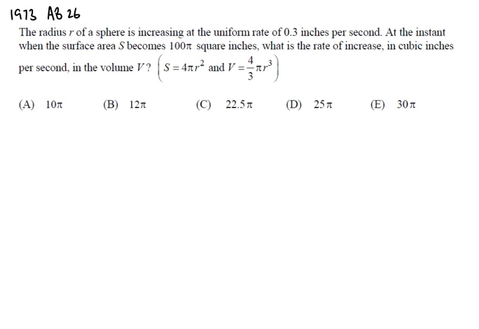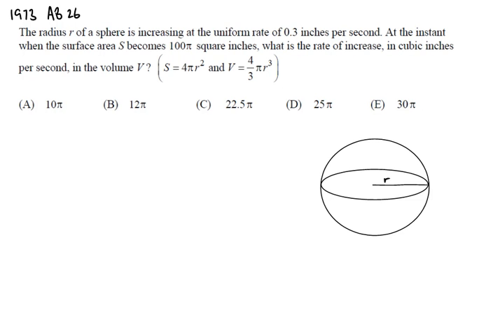This next problem comes from 1973, AB 26. We have the radius r of a sphere, and it is increasing at a uniform rate of 0.3 inches per second. The radius is increasing at a uniform rate of 0.3 inches per second. We write dr/dt is equal to 0.3 inches per second. Next, at the instant when the surface area S becomes 100 pi square inches, what is the rate of increase in cubic inches per second in the volume?